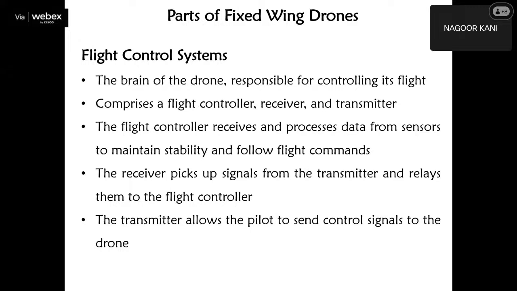So it receives commands from the ground. Accordingly, it will implement the commands on the drone which is airborne. The receiver picks up the signal from the transmitter and relays that to the flight controller. The transmitter allows the pilot to send control signals. So the flight control system is the controlling unit that operates the drone.